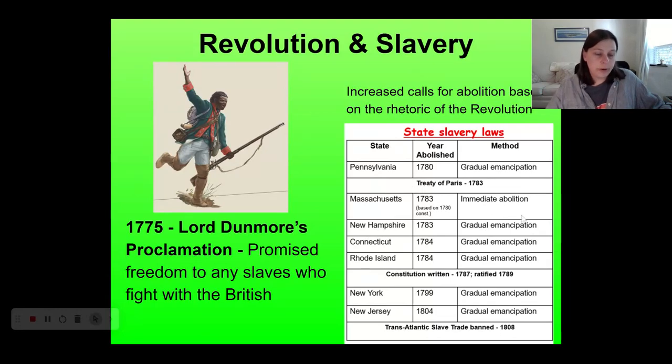Sort of even in the Articles of Confederation period, right? Even before the Constitution is written. So we do see some states abolishing slavery. That's a pretty big deal.